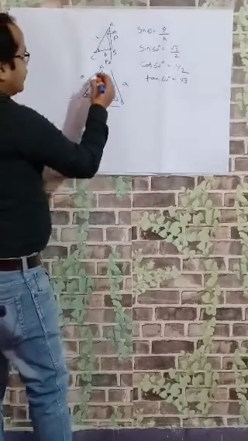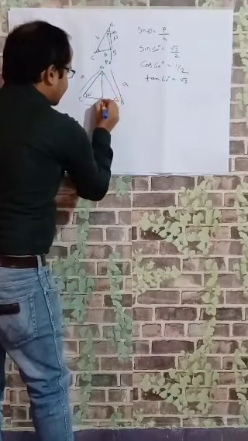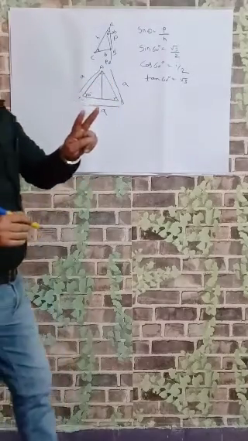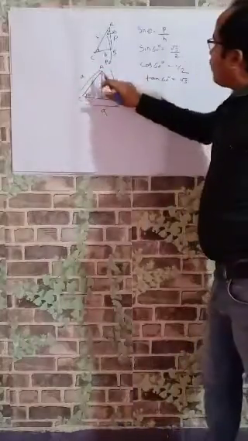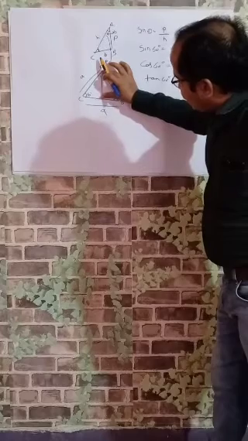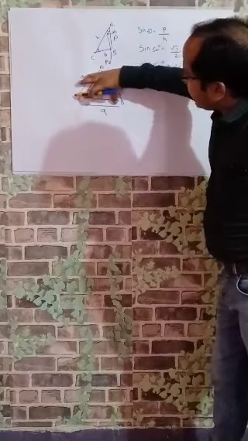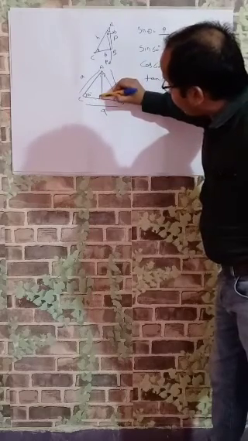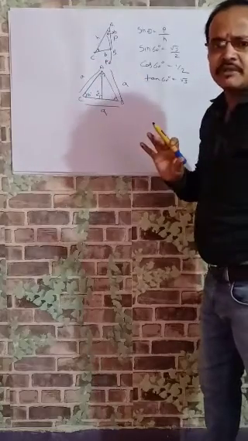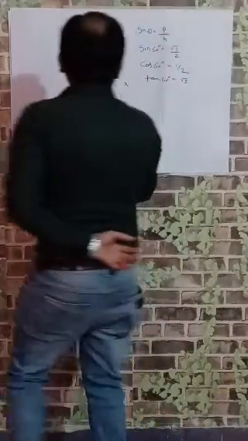Now let us draw one angle bisector. An angle bisector is a line segment which divides an angle into two equal halves, meaning this angle will be equal to this angle. This angle bisector will also bisect the opposite side into two equal halves, perpendicular at 90 degrees. This angle will be 90 degrees. This is a property of an equilateral triangle and an isosceles triangle also.